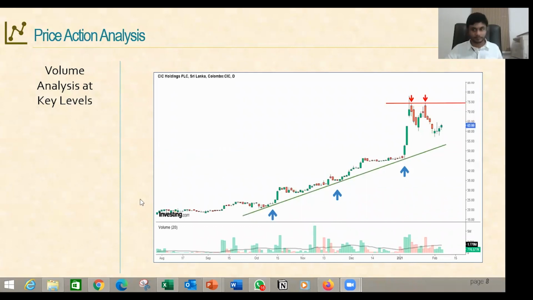I will now take the platform investing.com to show you some examples on other stocks, and also I will take up some examples on cryptos and other instruments as well. For any of those who are interested to see more examples, I will do that.